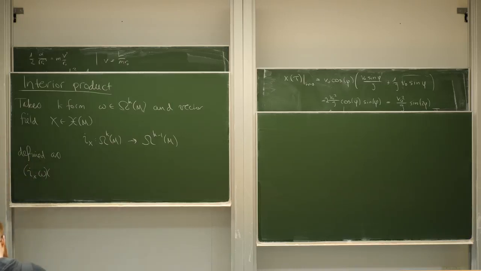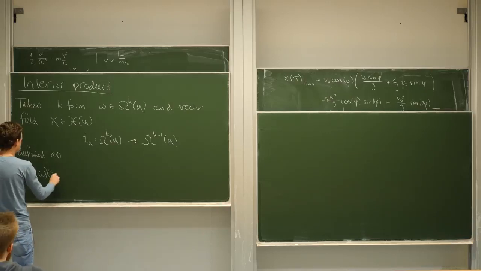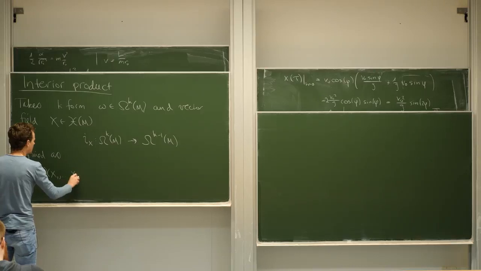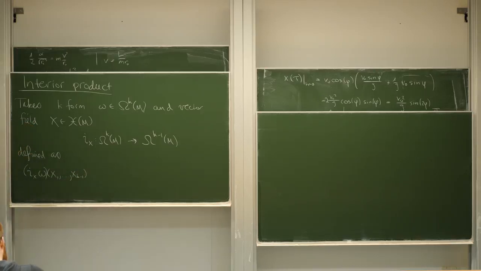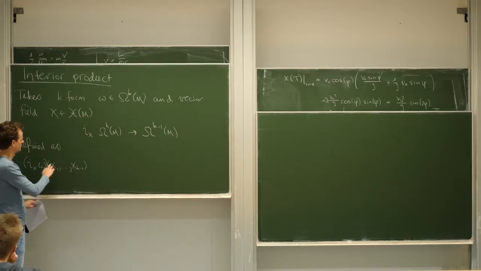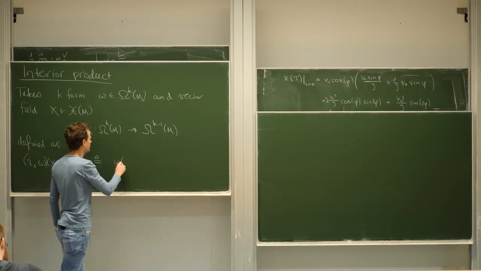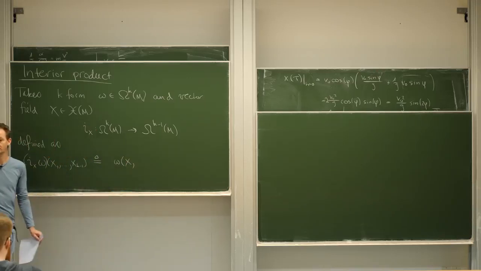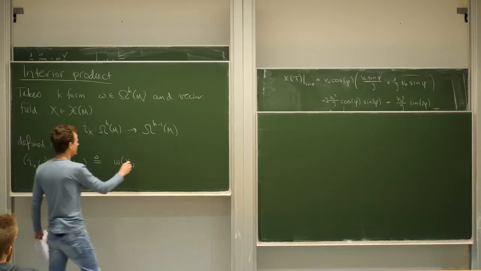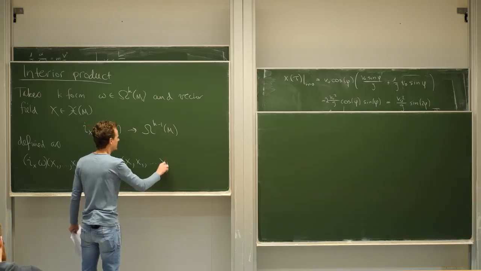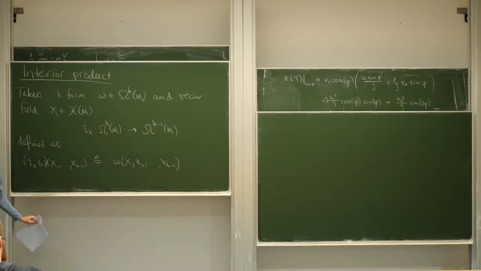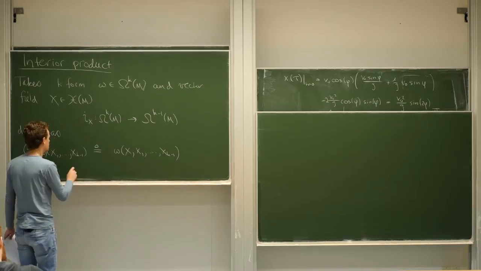The result of applying this interior product to a k-form is a k-1 form, and if you stick k-1 vectors in here, because remember a k-1 form eats k-1 vectors and gives you a number. So what is the number? Well, the number is defined to be what you get if you put X in the first argument of omega, and in the remaining places you put those k-1 vectors, X1 through to Xk-1.